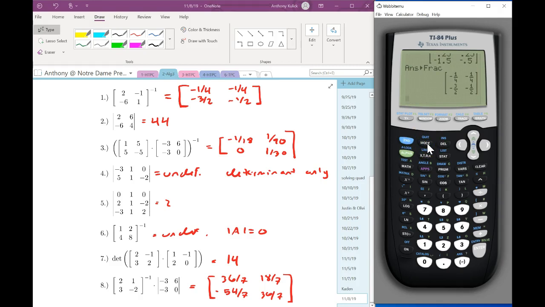And now to retrieve the determinant command, I'm going to press second and then the matrix button. And this time I'm going to move over to the math tab. Notice that DET is the first command under the math tab. So I'll select the determinant. And then what am I going to take the determinant of? Well, I want to use matrix B. So I'll go back to my matrix menu. Select matrix B, press enter, close my parentheses, and run that, and here I get 44.